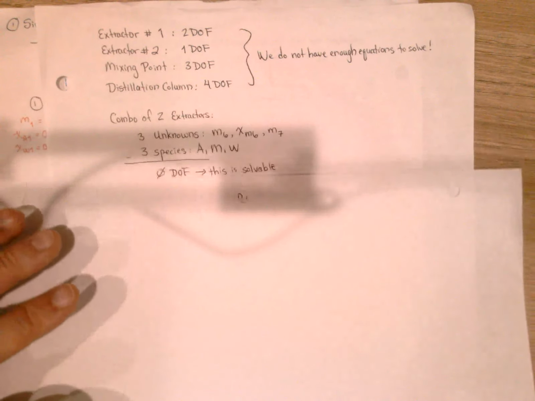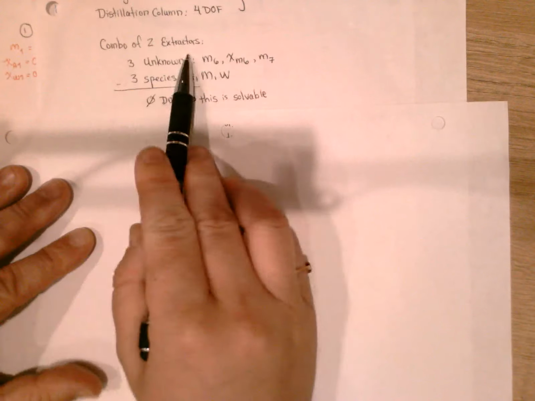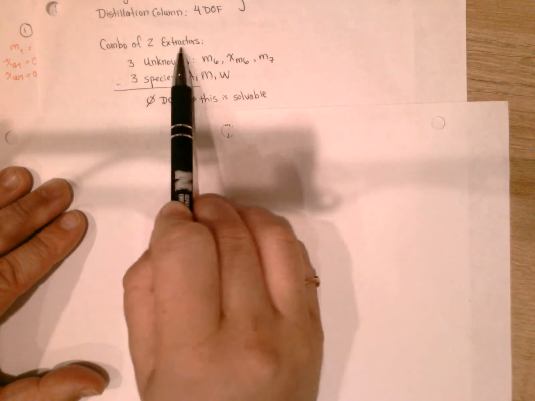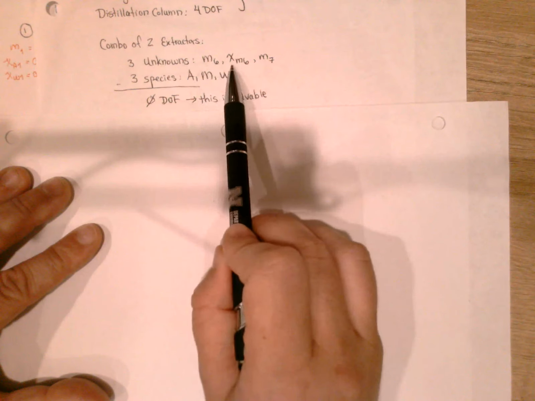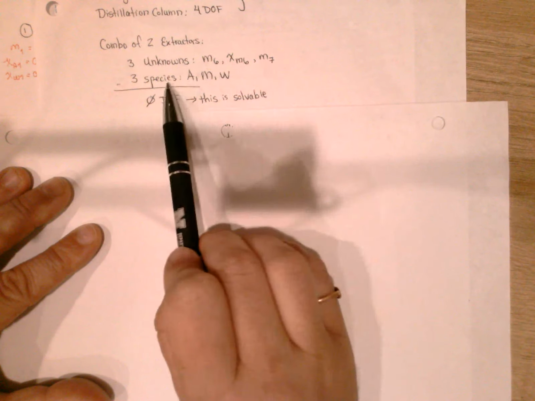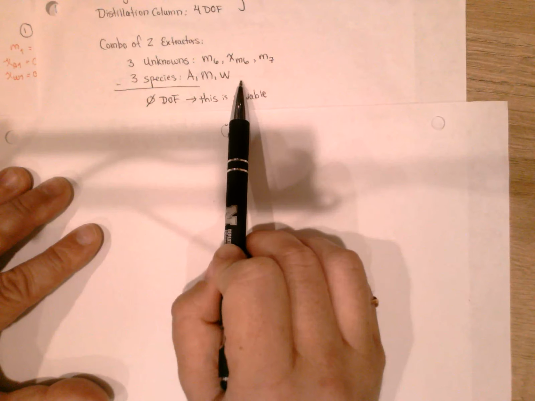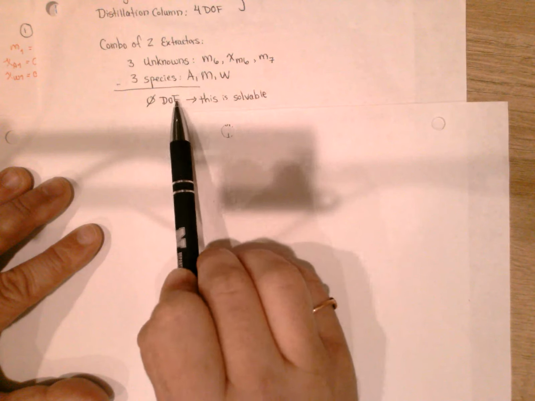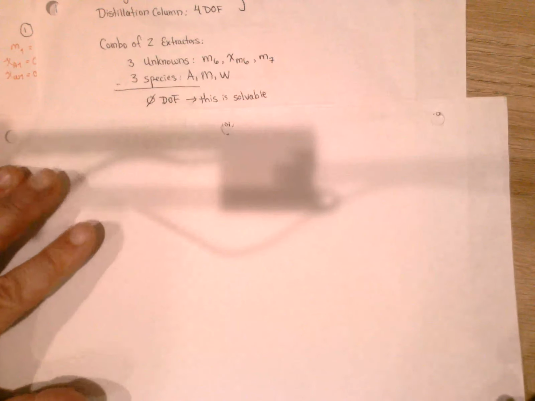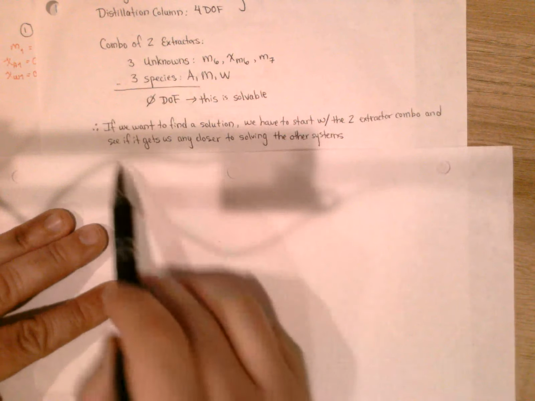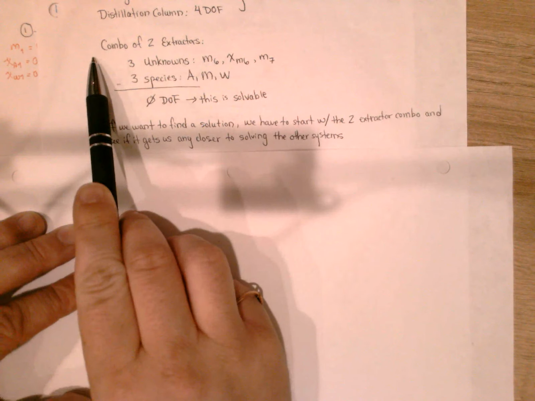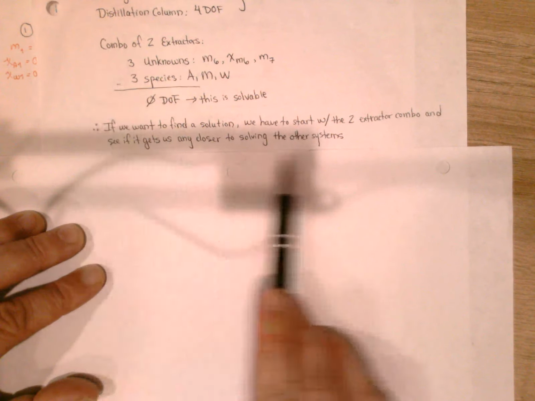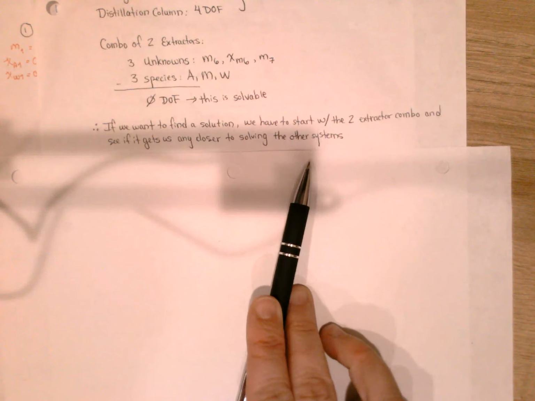That's a problem. But remember, we have one more system we could use, and that's the combination of the 2 extractors. In this combination of 2 extractors, we actually have 3 unknowns. We have M6, XM6, and M7, and we have 3 species. So we actually have 0 degrees of freedom, and this is solvable. So what this is going to tell us is that if we want to find a solution to this problem, we're going to have to start with this combination of 2 extractors and see what that gives us before we move on to the other systems.